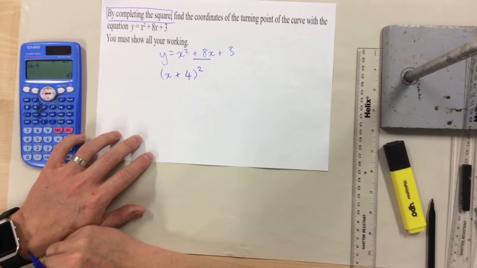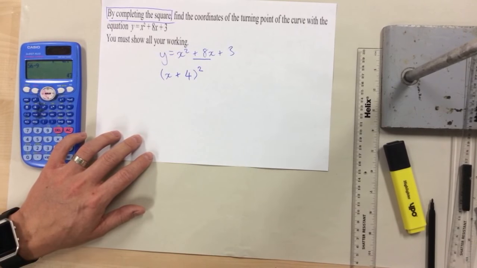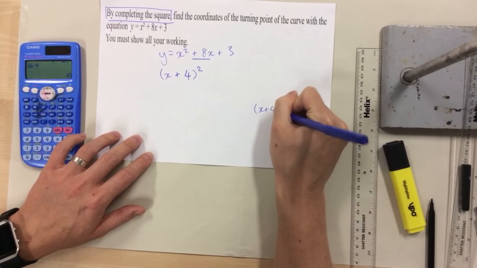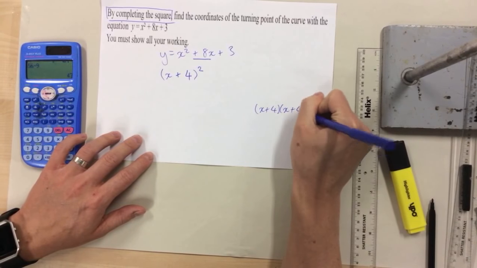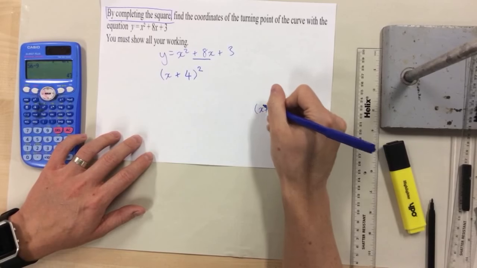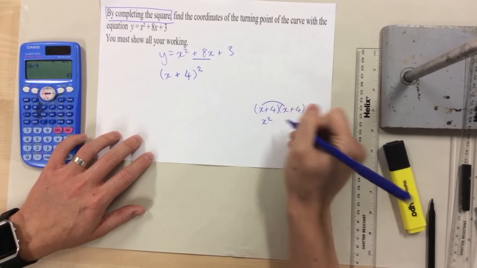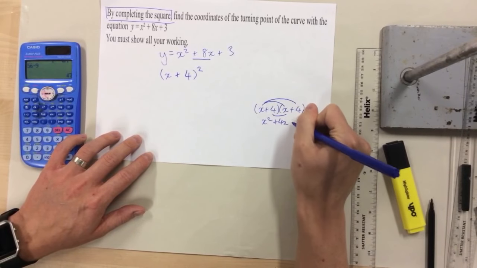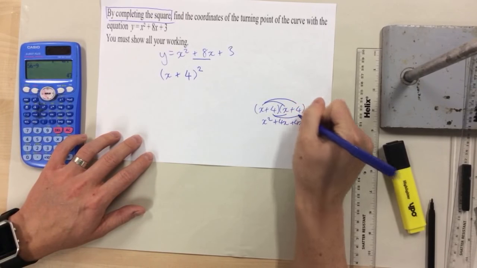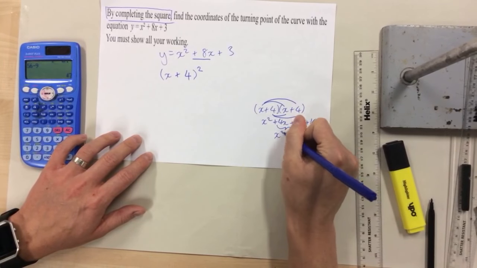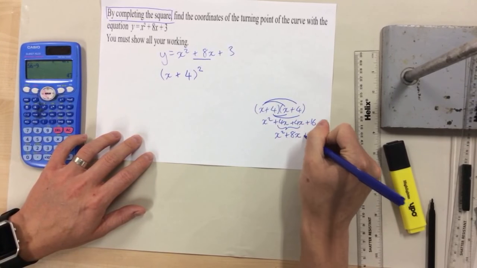Now, a lot of you have got to the point where you can do this next bit in your head. I'm just going to do it the long way to make sure those who aren't quite certain can see what's happening. I'm going to work out what x plus 4 squared is. Remember, when it says squared, it means the whole thing multiplied by itself, not just x squared plus 16. So x times x is x squared, x times 4 is 4x, 4 times x is 4x, and 4 times 4 is 16. So that would become x squared plus 8x plus 16.